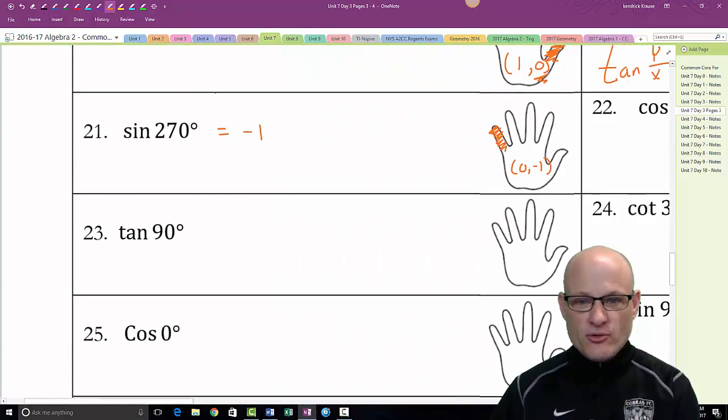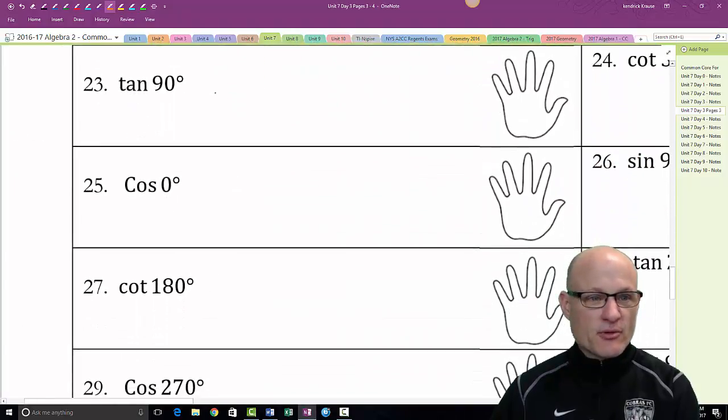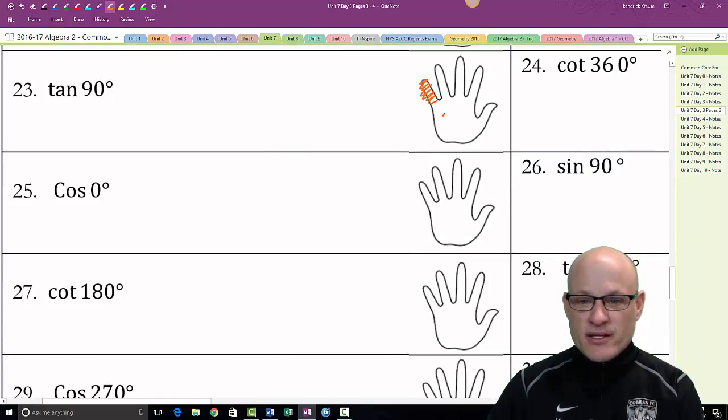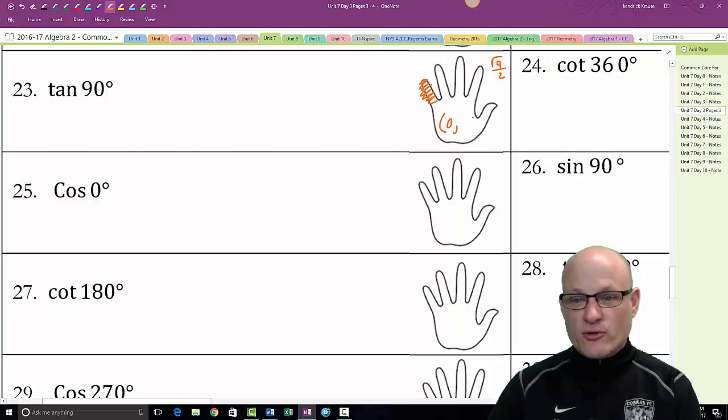Maybe what I'll do is 2 and then go over there and do 2. Maybe I'll do 3 and then go over and do 3. Let me do 3. Tangent of 90 degrees. Okay, 90 degrees is here. The x value is 0. The y value is the square root of 4 over 2, which is just 2 over 2, which is just 1. 0, 1. Now, tangent is y over x, which is 1 over 0. Since we cannot divide by 0, this is undefined.